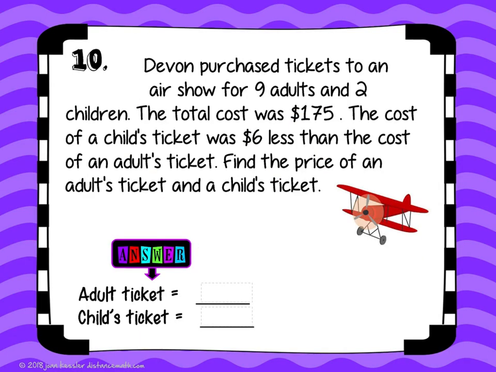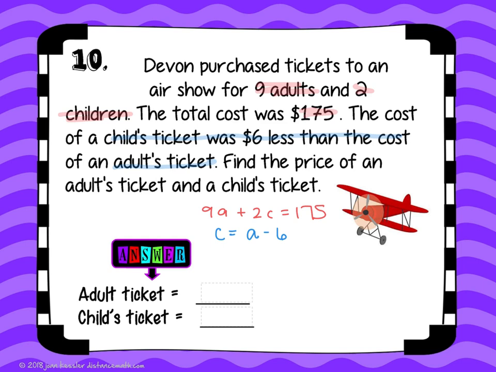For number 10, Devin purchased tickets to an air show for 9 adults and 2 children. The total cost was $175. So that's my first equation. 9 adults, 2 children, $175. The cost of a child's ticket was $6 less than an adult's ticket. So the child's ticket equals the adult minus 6.